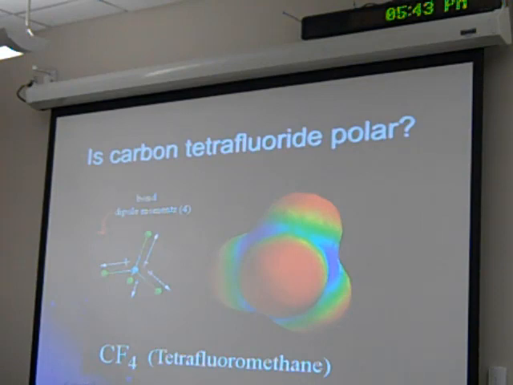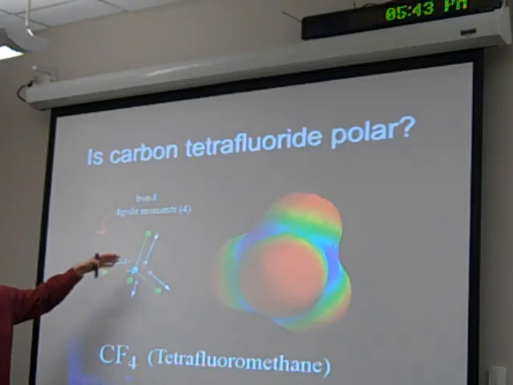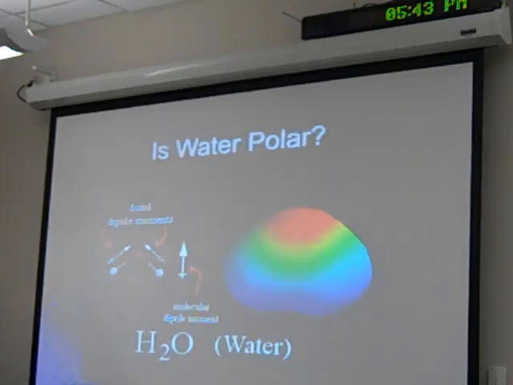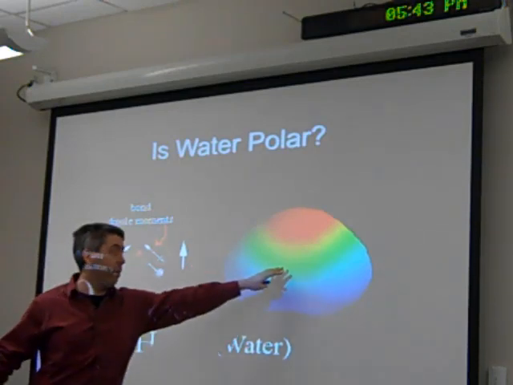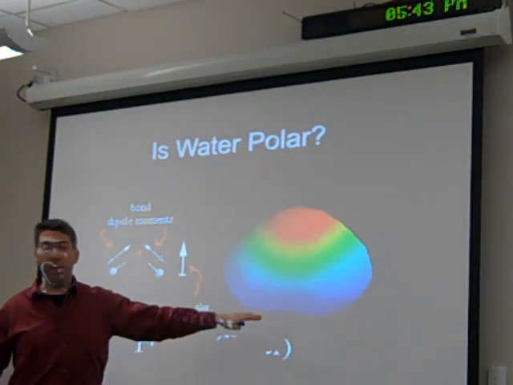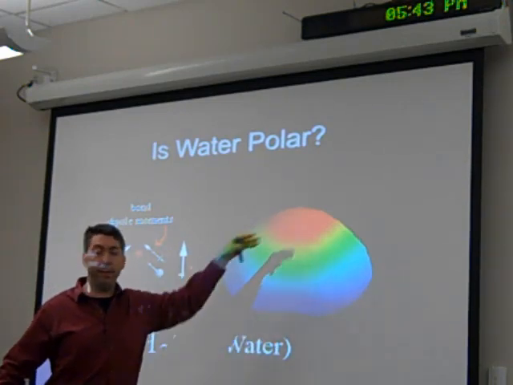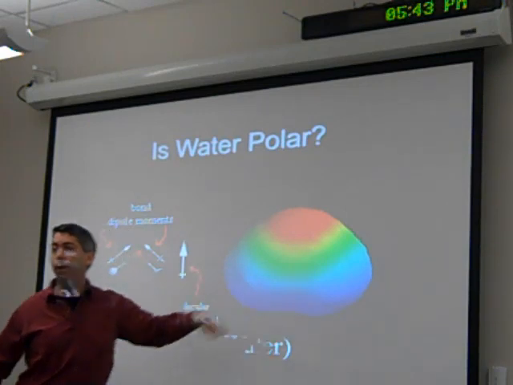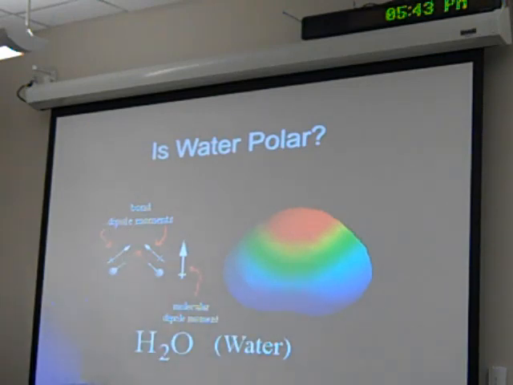Carbon tetrafluoride, polar or nonpolar? Nonpolar. There's a symmetry there. It's pulling with equal strength on each side. What about water? Polar. And you can clearly see in this electron diagram here, the blue represents an area of very low electron density, and the red, very high electron density. One side is much more positive, and the other side is much more negative.